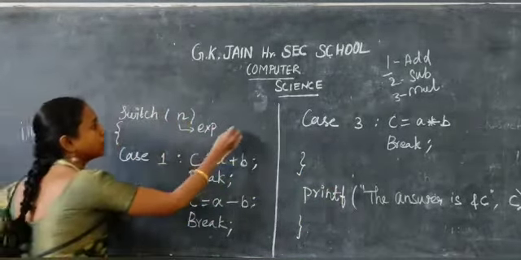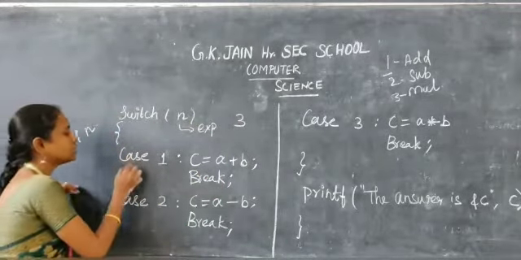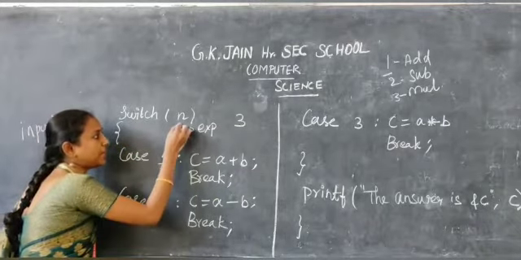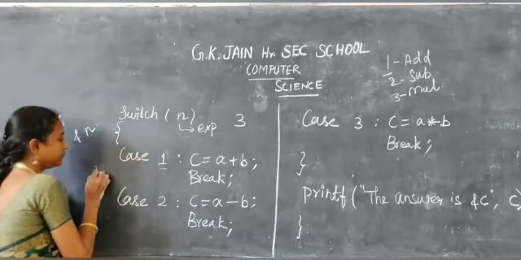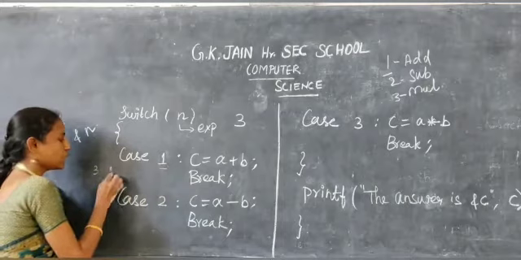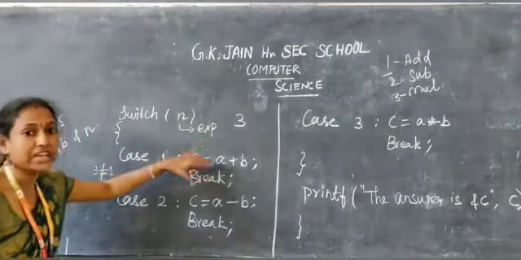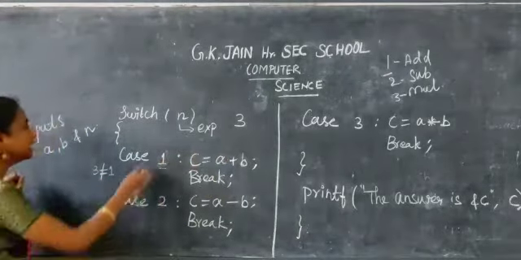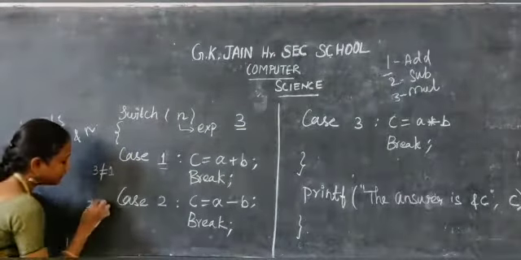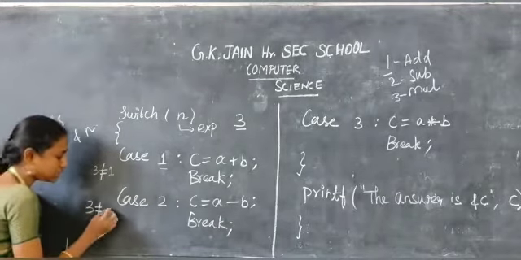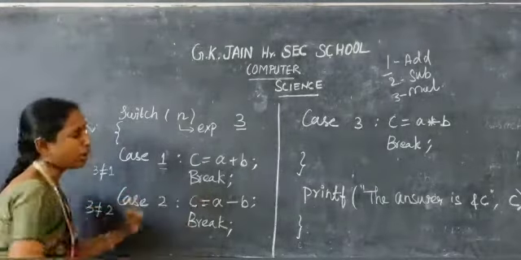See, now I am going to give 3 as n. So n is 3. First, it will check the case value. It will compare this n with the case value. See, n is 3 and the case label is 1. It does not match. So it will not enter into the block. Again, it will check the 3 value with case 2. When comparing 3 and case 2, it doesn't match. So it will not enter into the block.